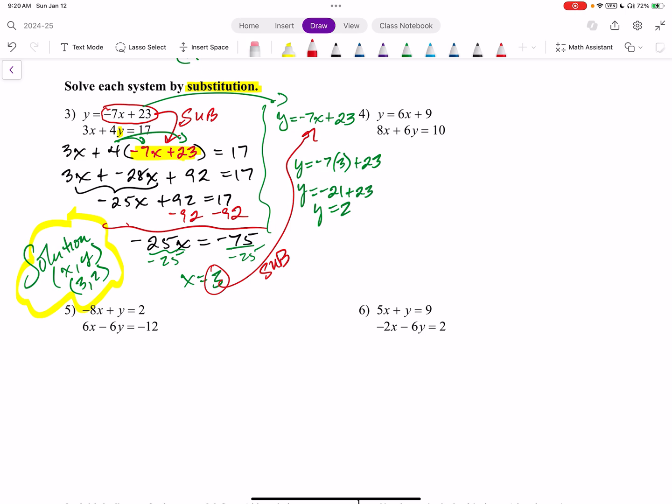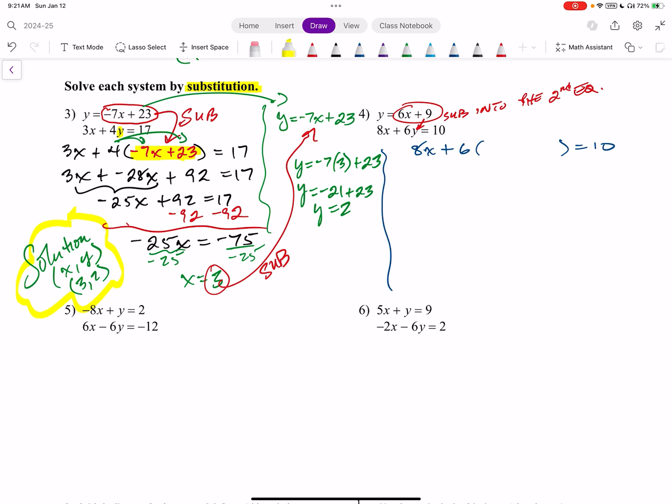So what I want to do is take what y is equal to, which is 6x plus 9, and substitute it into the second equation. That's why they call it the substitution method. Okay, so here we go. I see 8x here plus 6 times whatever y is equal to 10.